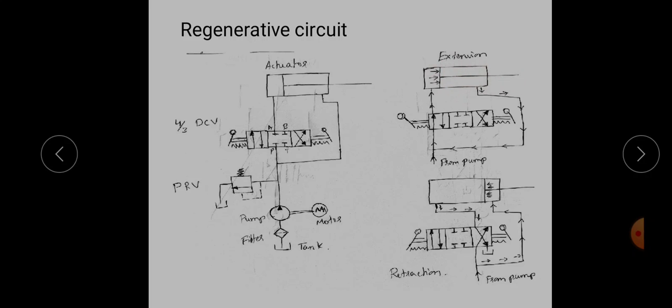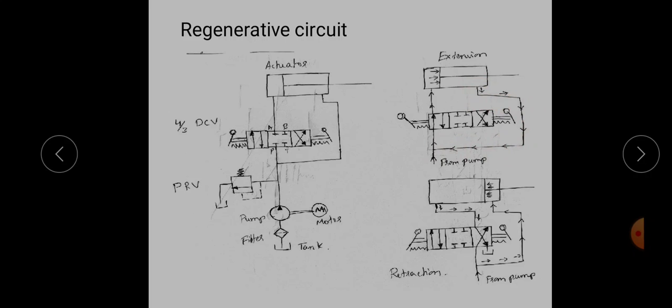And the liquid which is present here will be transmitted back, but you can see the line is not connected to the DCV. The line is not connected to the DCV. It is directly connected to the pressure line. So this is the pressure line. The return line is going to be connected to the pressure line.